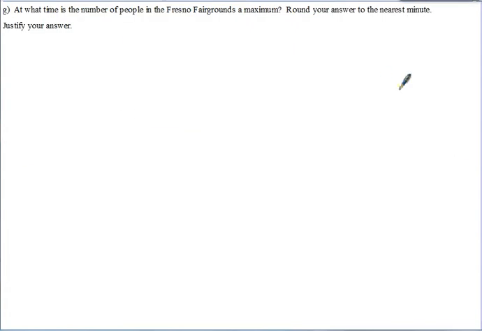Part G says, at what time is the number of people in the Fresno fairgrounds a maximum? Since it doesn't specify whether it's talking about relative local maximums or absolute maximum, whenever it doesn't specify, it means an absolute. Round your answer to the nearest minute and justify your answer. So the first thing we have to do, whenever you're trying to minimize or maximize, in this case the number of people in the Fresno fairgrounds, you need its derivative. Well, we already have the overall derivative, E of t minus L of t. And once you find the derivative, you set it equal to 0.